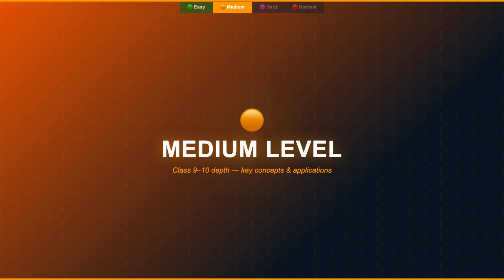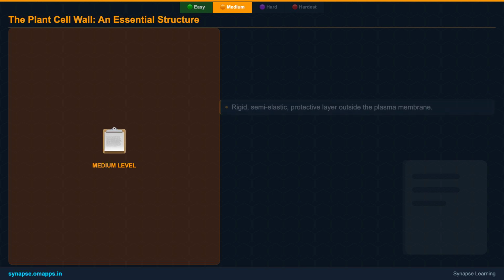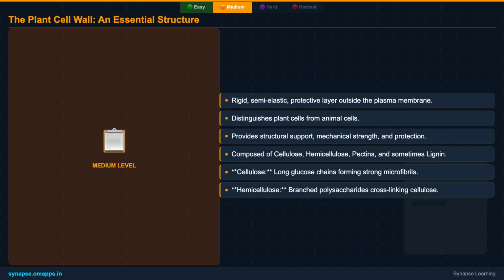Now, let's step up our game and explore the cell wall with a bit more depth at the medium level. We'll uncover more about its composition and specific roles. The plant cell wall is a fascinating, multi-layered structure that's not just a simple barrier. It's a defining characteristic of plant cells located outside the plasma membrane.